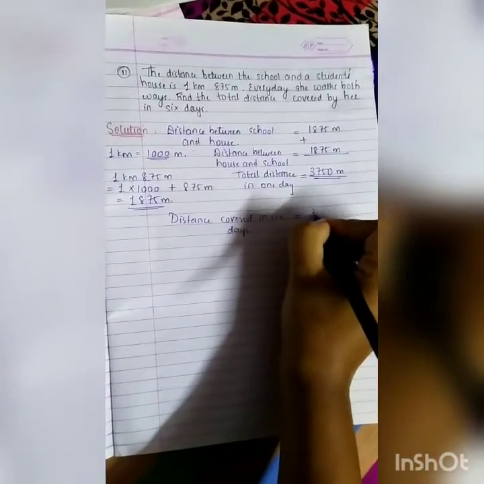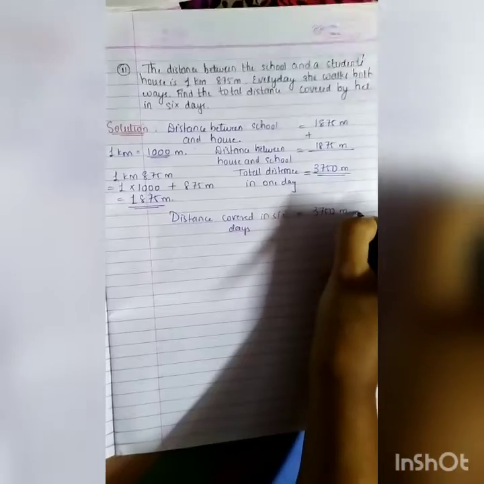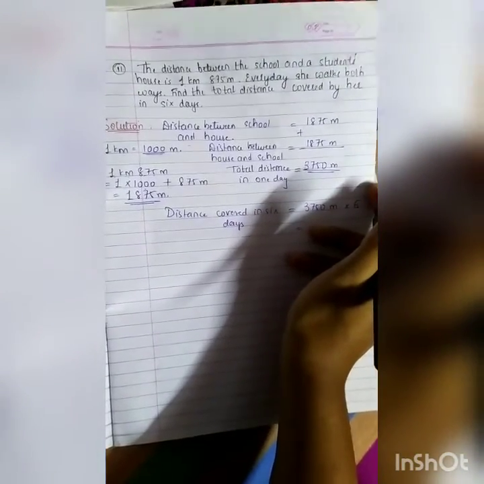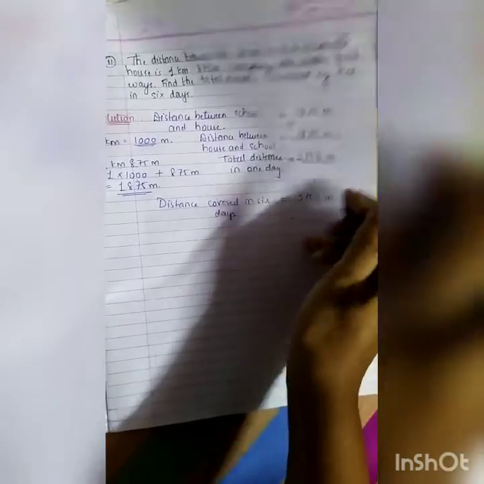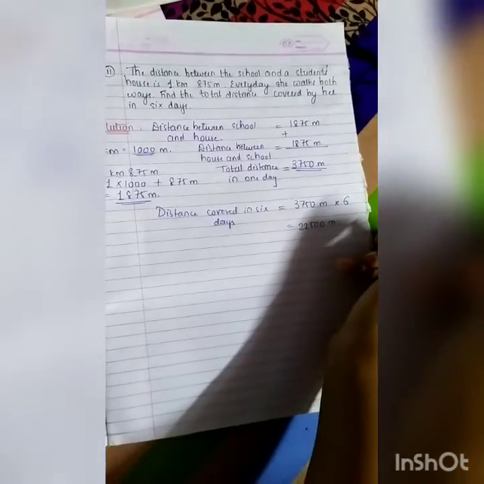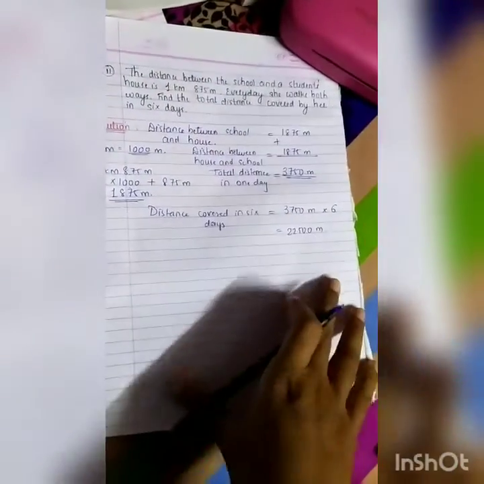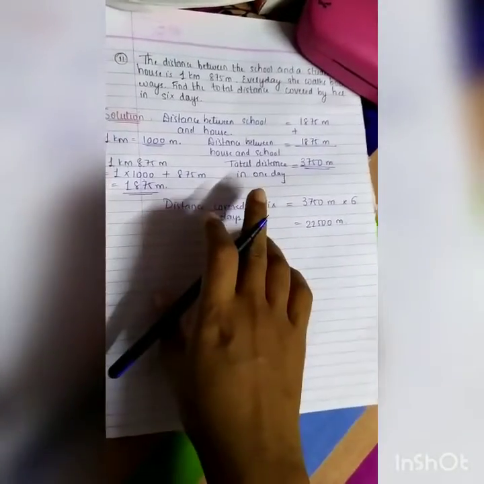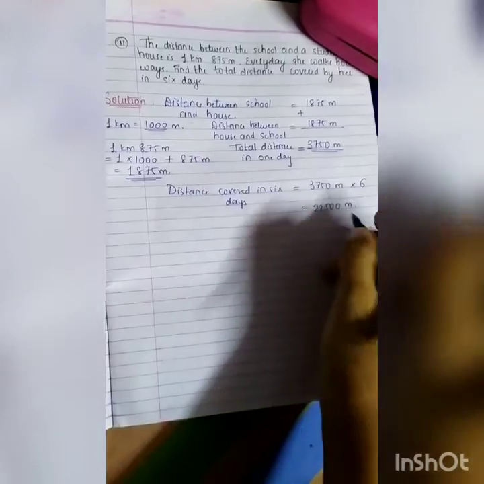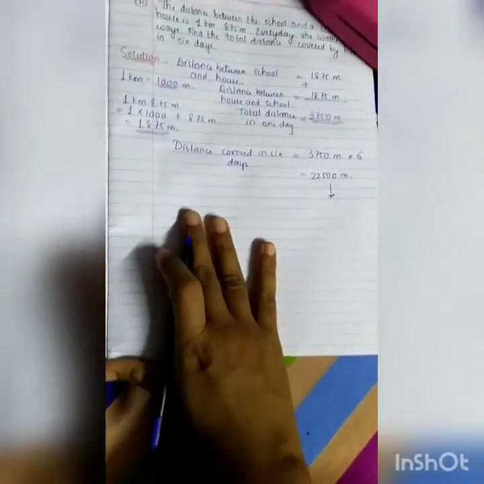So it is equal to 3750 meter into 6. When I multiply this, I will get 22,500 meter. Okay, now the answer should be in kilometers and meters. You can write this answer also, but we have to convert this into kilometers and meters.